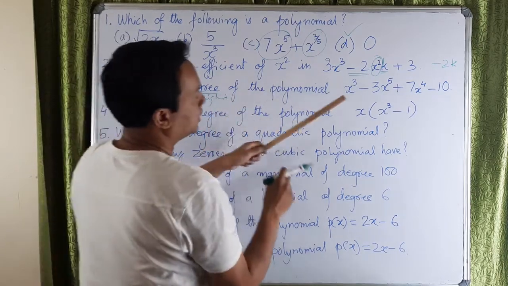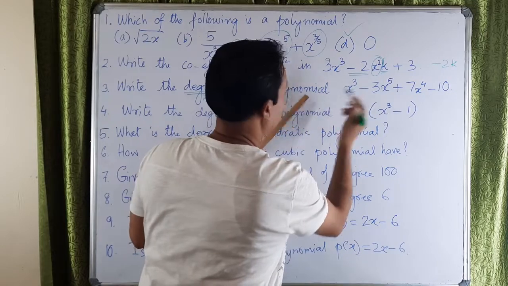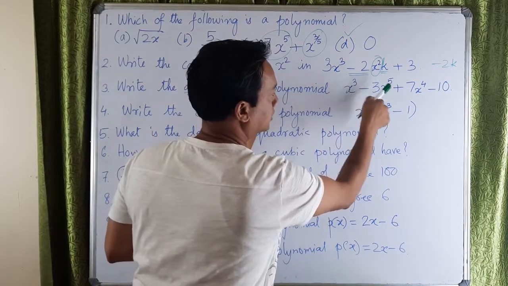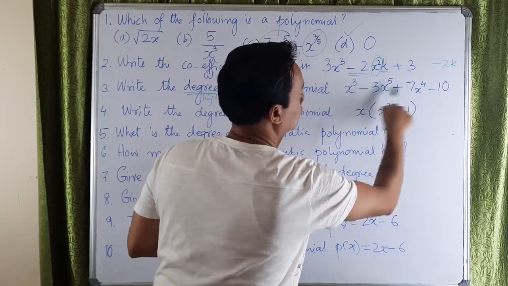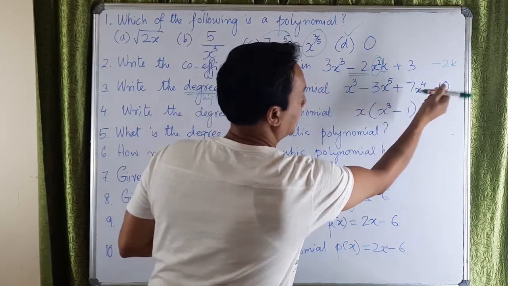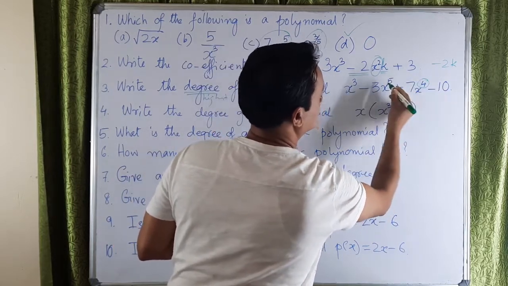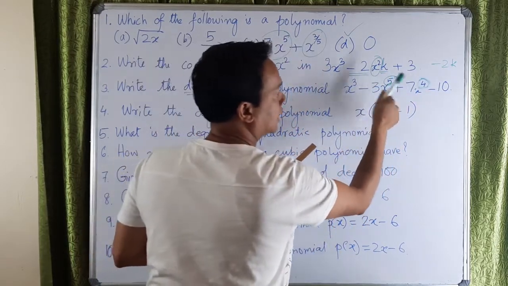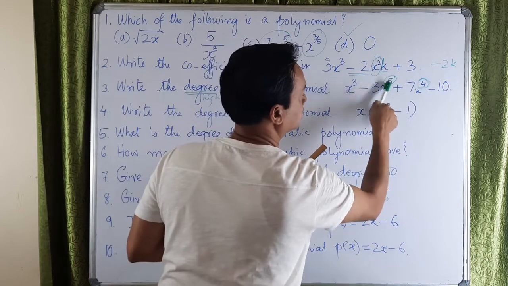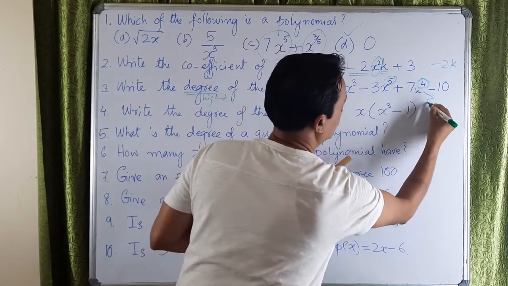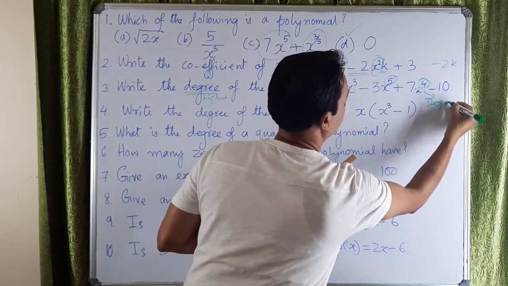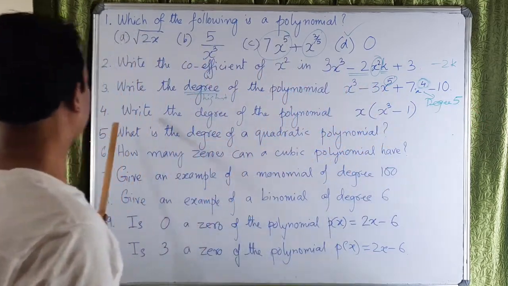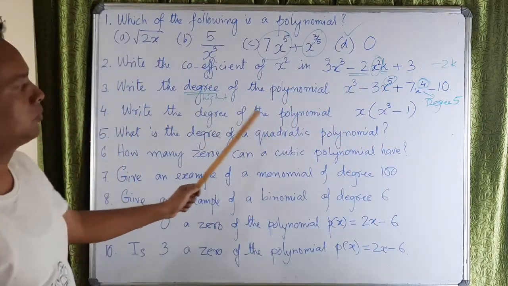Highest power. So where is the highest power here? This is the highest power of the variable. So x, what is the power here? 3, 5, 4. Among all this, which one is the highest? Oh, sorry, not this one. This is the highest here. 3, 5, and 4. So you will write degree of the polynomial is 5. Degree is 5.